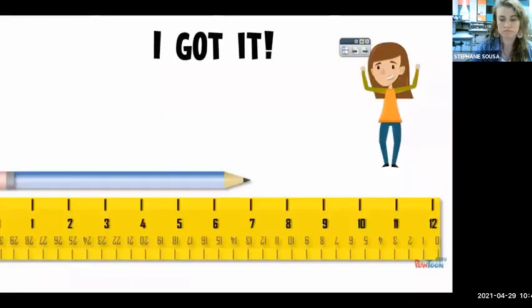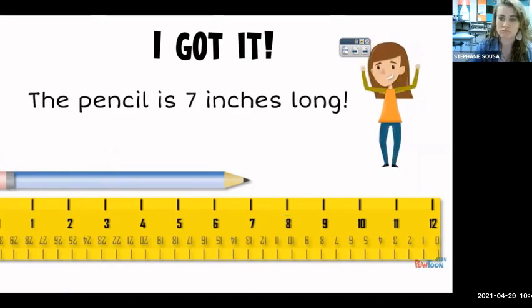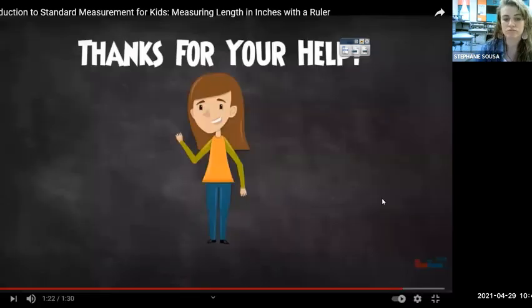Okay, so let's see. I put my pencil straight across the ruler. I started right at 0, and I made sure that I was using inches and not centimeters. So the pencil is 7 inches long. Awesome! Thanks for helping me learn how to measure.